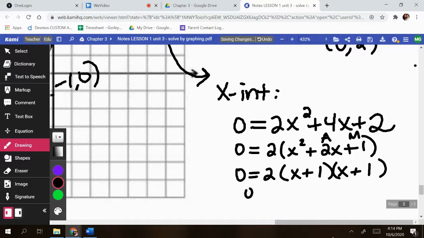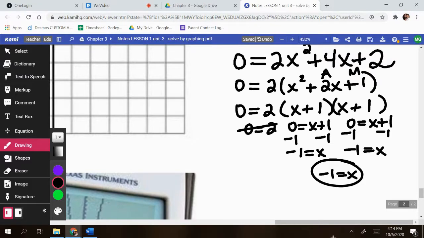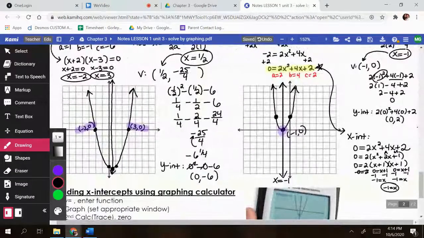And you can see if I set each factor equal to 0 to solve, 0 equals 2 is not a true statement, and there's no variable to solve for. But here, when I solve for x, you can see in both instances, I would get that x is negative 1. Okay, so really I just have to write it twice. Right? And again, I can see that x-intercept on my graph as well.